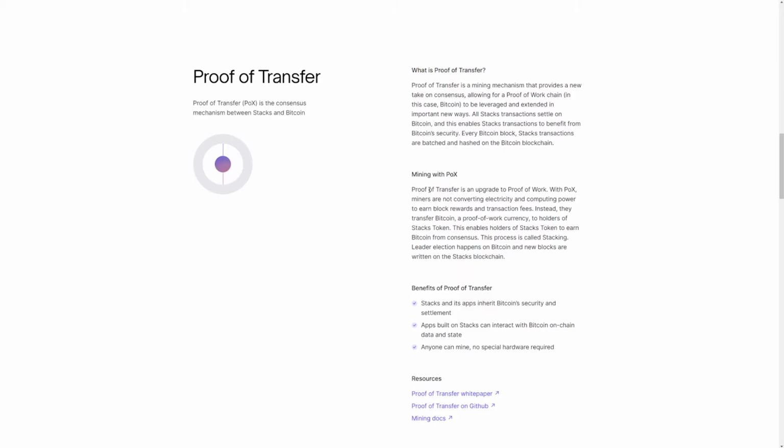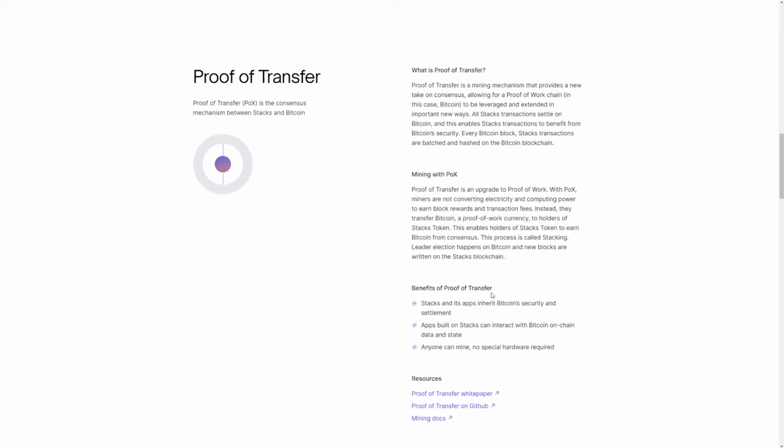So basically they are selling it as an upgrade to proof of work, because with proof of transfer, the miners are not converting electricity and computing power to earn block rewards and transaction fees, and instead they are transferring Bitcoin, a proof of work currency, to holders of the STX token. So this is how you can make Bitcoin from holding STX tokens. We will look at this in a minute. They call this process stacking.